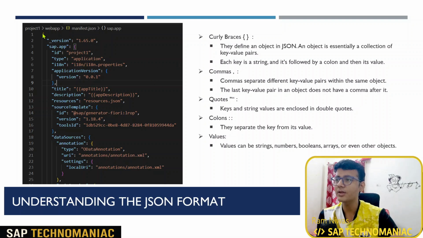For example, you can see this is the one main object, in which we have version as a key and the value is 1.65. And another key value pair we have is sap.app, and the value is another object. So you can see the value can have another object. This object again has key value pairs. So this is something like an object inside an object. Each key value pair is separated by a comma, and keys and values are enclosed in double quotes. You can see, so this is how our JSON file looks like.